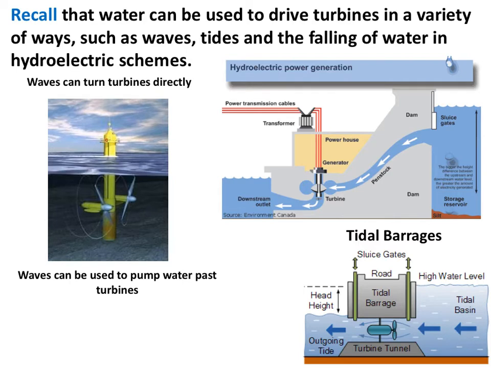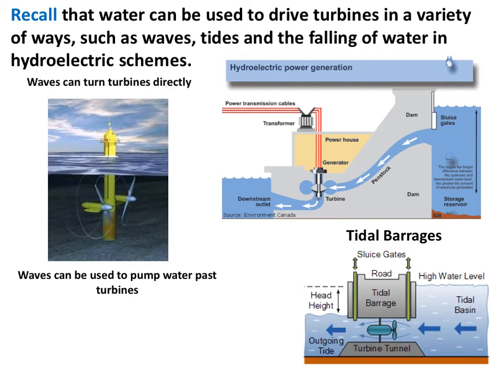So the next method of generating electricity using water is hydroelectric power. Here you've got a reservoir at the top and a reservoir at the bottom. When you want to produce electricity, you open this gate, and the water will flow down here, going past the turbine. The turbine will turn. That will then drive the generator, and the generator produces electricity, and the electricity then goes to a transformer where it will be stepped up to go to the national grid.